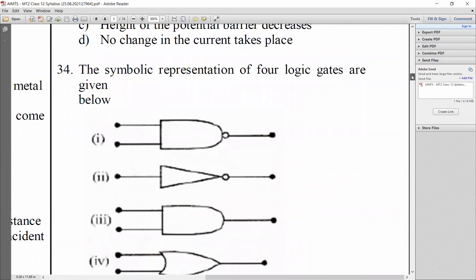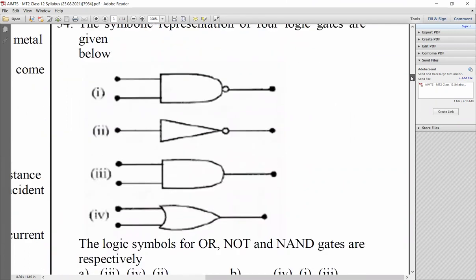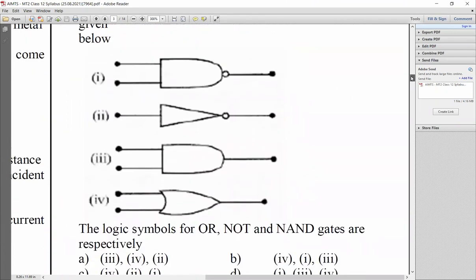What is given? A symbolic representation of 4 logic gates are given. Very easy question. First one is NAND, second one is NOT, third one is AND, fourth one is OR.